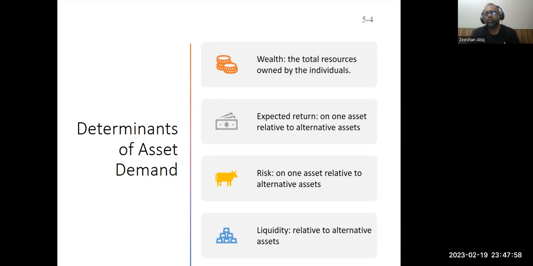Similarly, another determinant of buying and holding an asset is the expected return. Whenever you buy an asset, you always look at what return you are expecting from it, and what kind of cash flows this asset is going to generate. This expected return on one asset relative to alternative assets determines whether you should demand that asset or not. Say, for example, if the shares of a company are more rewarding in terms of returns than some other kind of bond or asset, you go for buying the shares. Similarly, if one bond is more productive in terms of returns than the other bond, you would go for that.